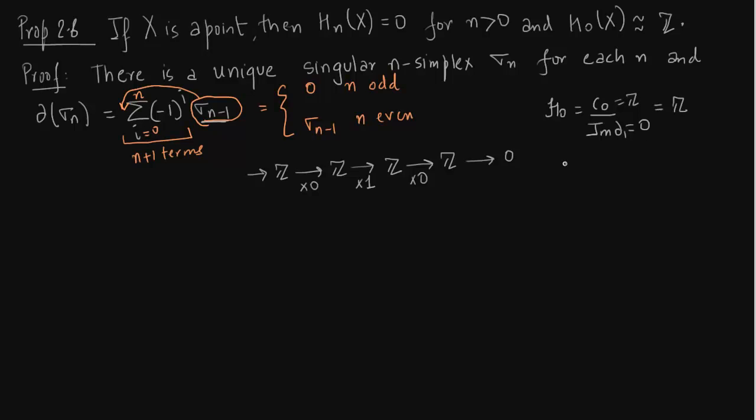Okay, that is the latter part of the proof. What is H1? It's the kernel of delta 1 over the image of delta 2. What is the kernel of delta 1? The kernel of delta 1 is nothing but the entire ring of integers. So this is 0. What about H2? So the numerator is 0, so this becomes 0. So this is true for all odd cases.